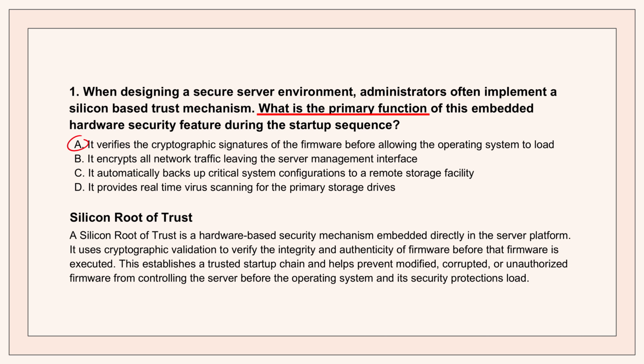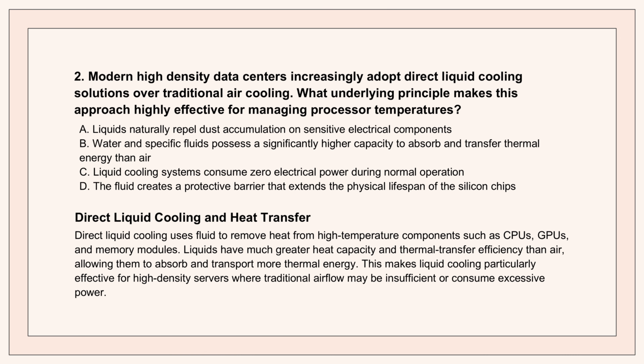Yeah, and managing that heat brings us to our physical environment. Question 2. Modern high-density data centers increasingly adopt direct liquid cooling solutions over traditional air cooling. What underlying principle makes this approach highly effective for managing processor temperatures? The correct answer is B. Liquids have much greater heat capacity and thermal transfer efficiency than air. Direct liquid cooling removes heat close to high-temperature components, such as CPUs and GPUs, allowing dense servers to operate efficiently while maintaining safe processor temperatures.